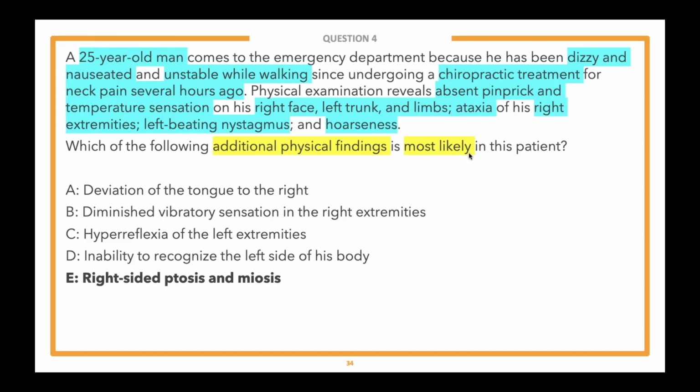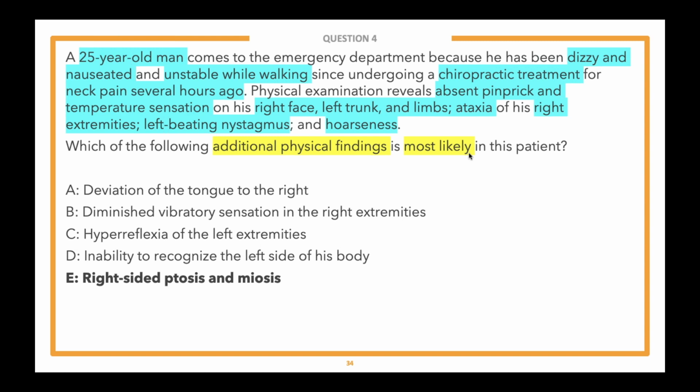Thank you, Sean. Yes, definitely a tough question. Let's take a look at what's going on here. The onset is very sudden, right? It happened a few hours ago. And the focal nature of the symptoms suggests that this patient is developing a stroke, especially an acute stroke. Now, why are they telling us about the chiropractic treatment for the neck pain? Well, it's most likely the trigger. A lot of times during chiropractic manipulation, you can have a dissection or a thrombosis of a certain artery.